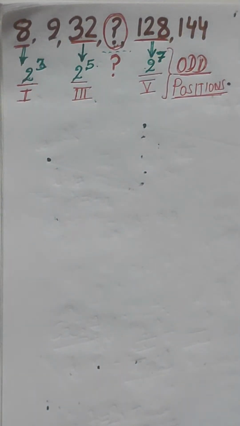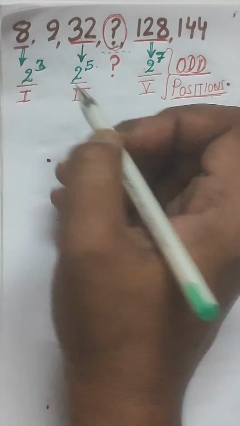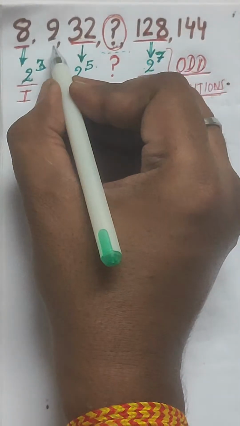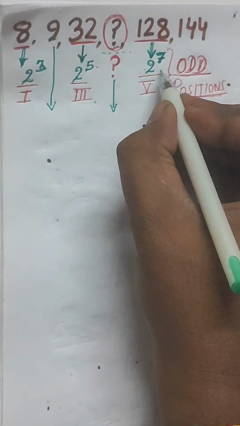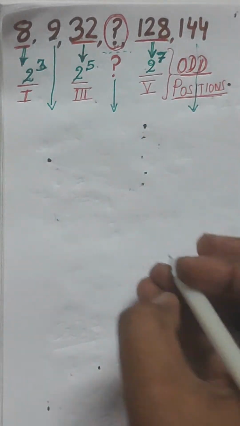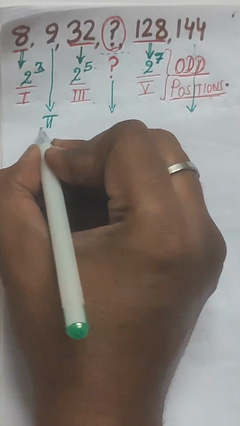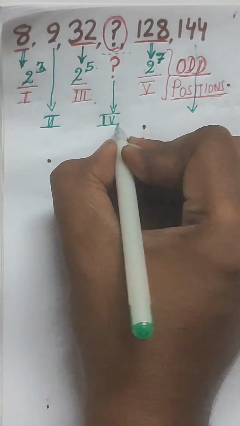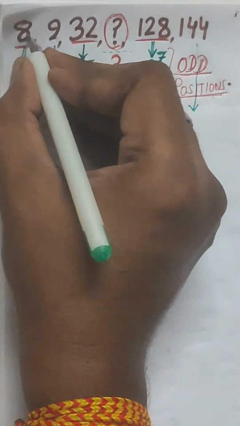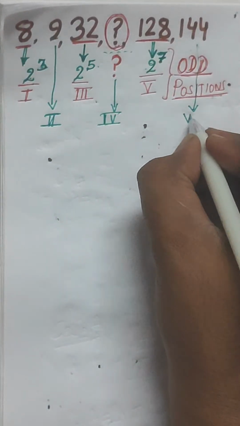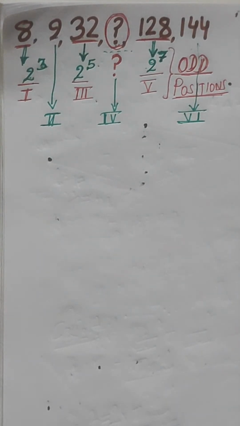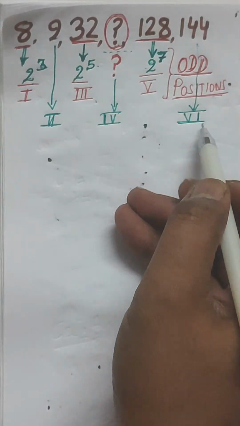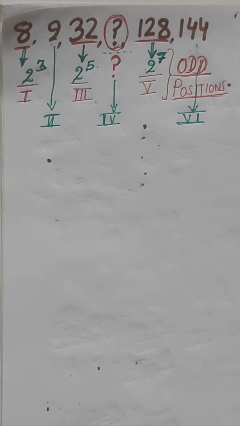Now let us see what sequence is followed for all the even positions. What are the even positions? These are the even positions: this one, the question mark, and this one. The even positions are 2, 4, and 6. This is the sixth position.